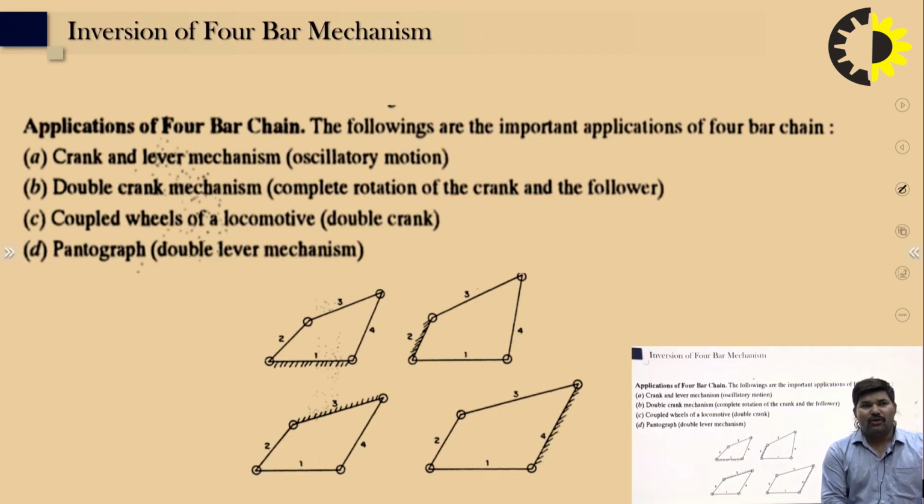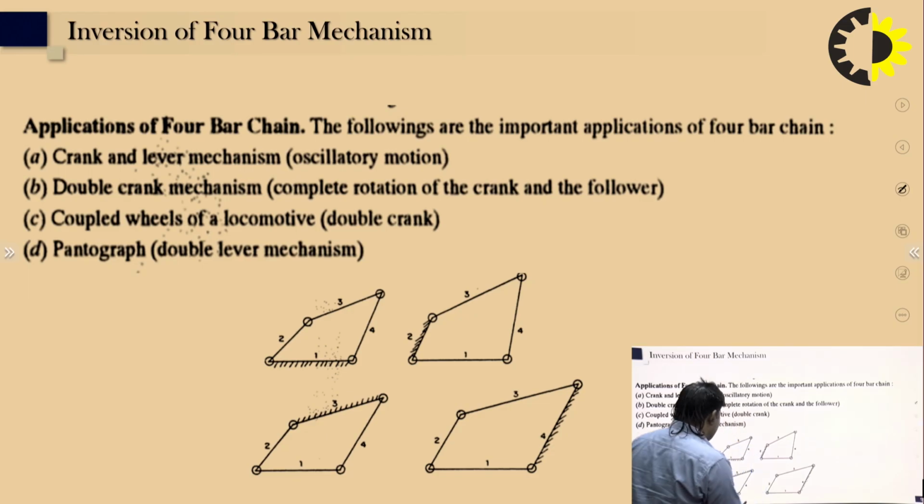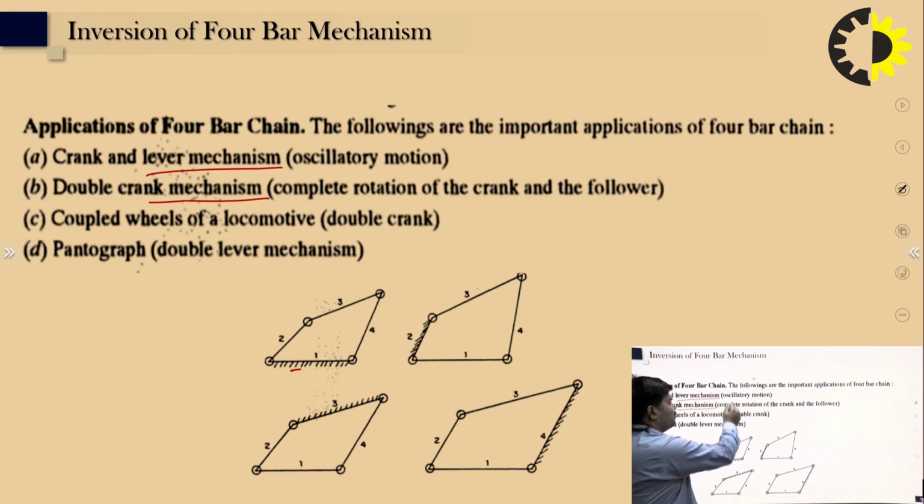Another application of the 4-bar chain: you can fix the links one by one. The first is the crank and lever mechanism, which gives oscillatory motion. Then the double crank mechanism, which has complete rotation of the crank and follower, as in the coupled wheels of locomotives. And the pantograph, used for straight line mechanism, which is a double lever mechanism.